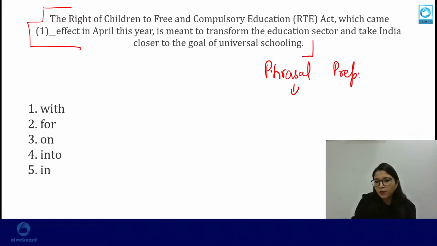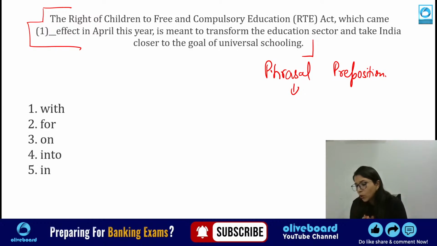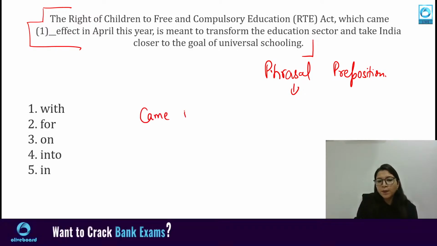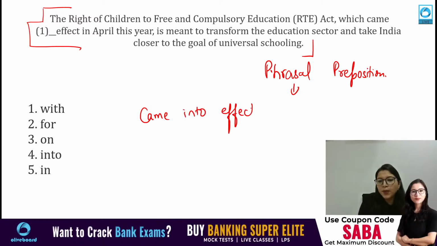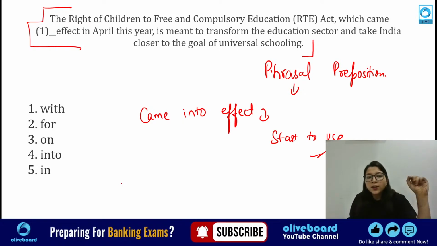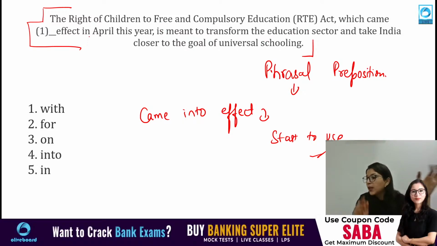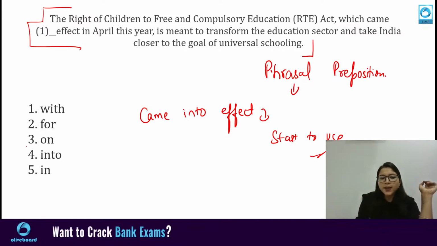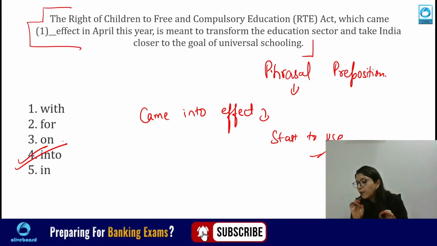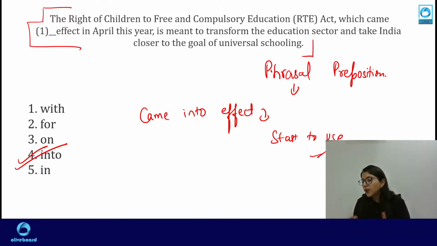Phrasal preposition, prepositional phrase you can say. Not in, Priyanshu. Came into effect is a phrasal preposition. Came into effect, which means start to use something. देखिए कुछ ब्लैंक्स ऐसे होते हैं, here even if I do not look at the options, the moment I read this sentence, the RTE, the Right of Children to Free and Compulsory Education Act, which came dash effect, even if I do not look at the options, then also I can say that it should be came into effect. Came into effect is a phrasal preposition which means to start doing something, to start using something. Clear?